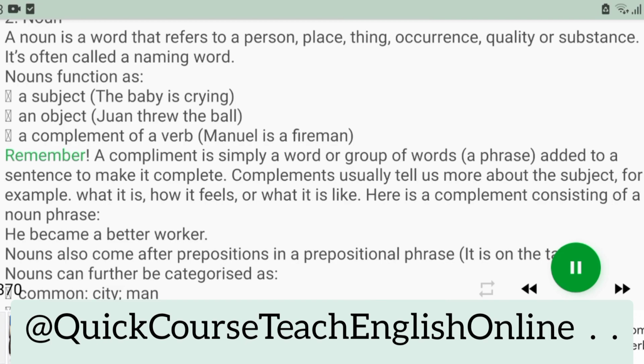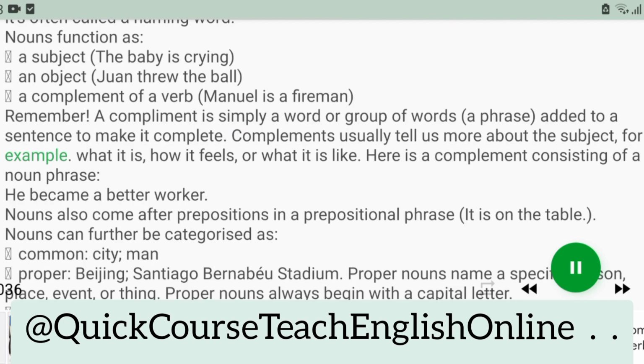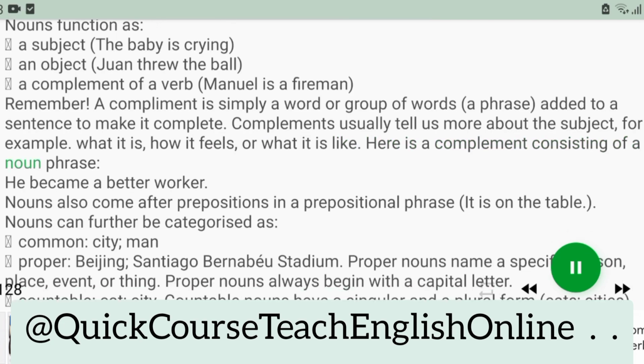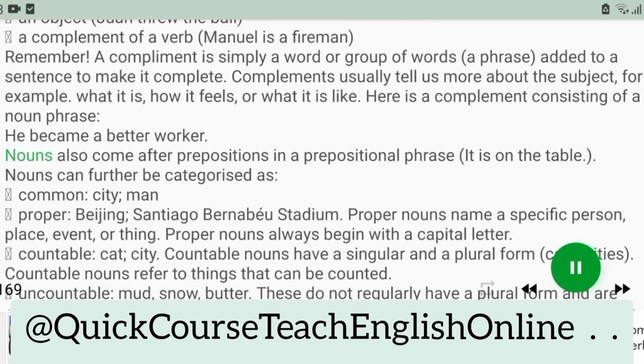Remember, a complement is simply a word or group of words, a phrase, added to a sentence to make it complete. Complements usually tell us more about the subject, for example, what it is, how it feels, or what it is like. Here is a complement consisting of a noun phrase. He became a better worker. Nouns also come after prepositions in a prepositional phrase, it is on the table.